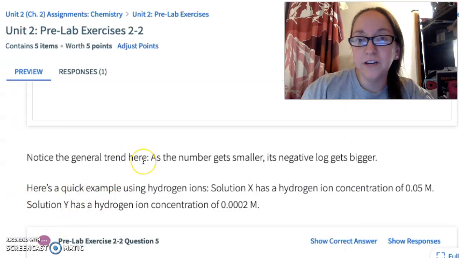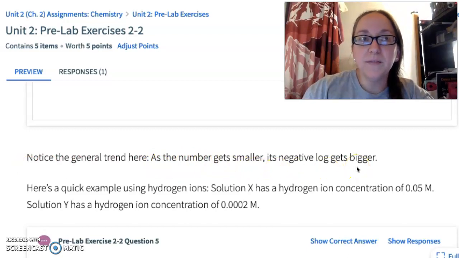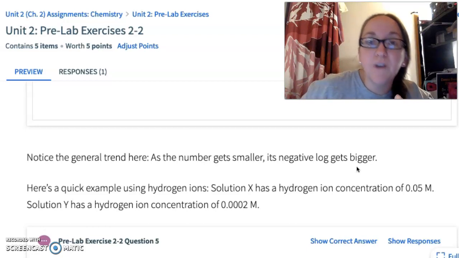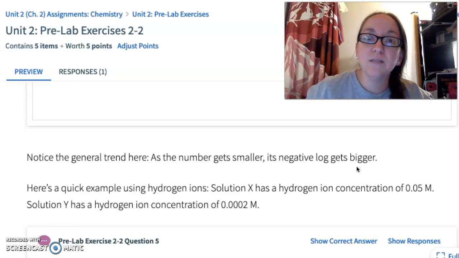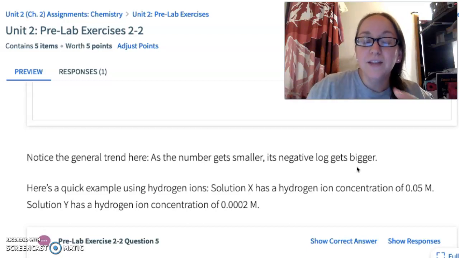Okay, so you see kind of a summary here at the end. If you're looking at that trend of numbers from those first 4 questions that you put in the calculator, it's giving you the trend here. As the number gets smaller, its negative log gets bigger. It's basically because you're moving the decimal places away from 0. So if you have a big number, that means you're really far from 0 in terms of decimal places. You're 0.00000. You're far away. So that's why the pH scale works the way it does.